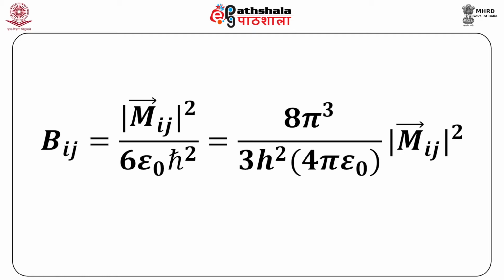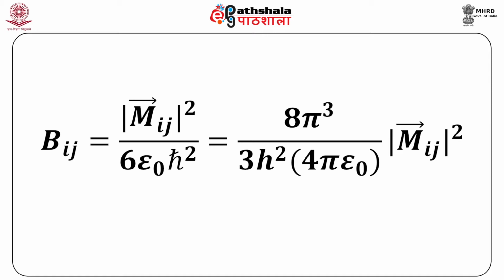You can see that the Einstein coefficient of induced absorption, Bij, is proportional to the quantity Mij, which is a new quantity that has been introduced in this expression, and this is one of the most important quantities in spectroscopy. It is called the transition moment integral. It has the same units as dipole moment, that is Coulomb multiplied by meter.